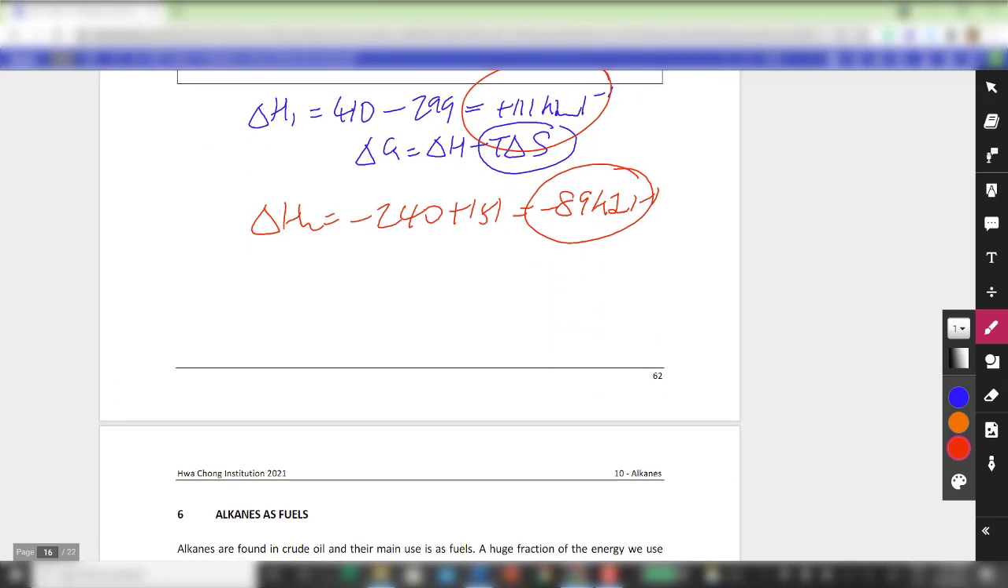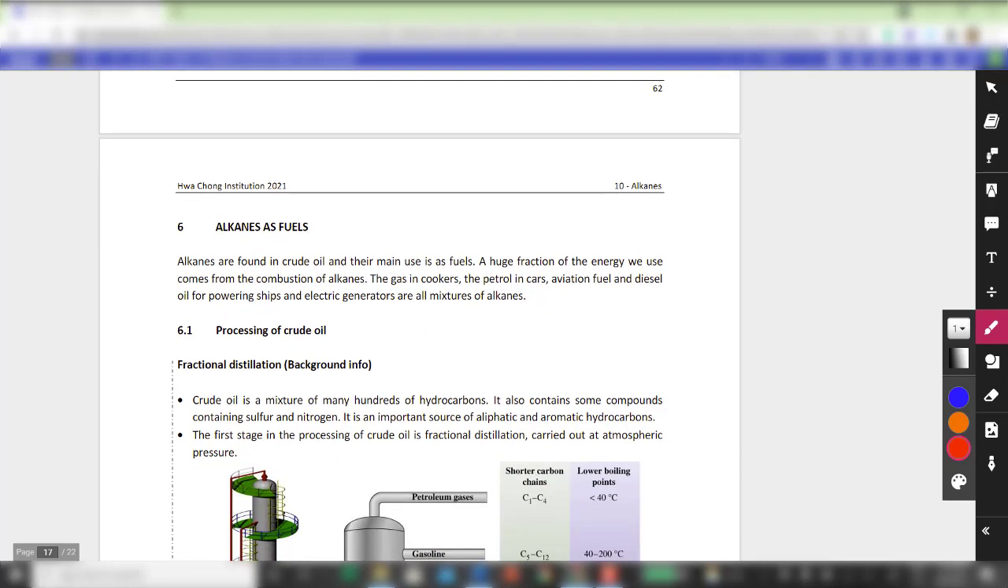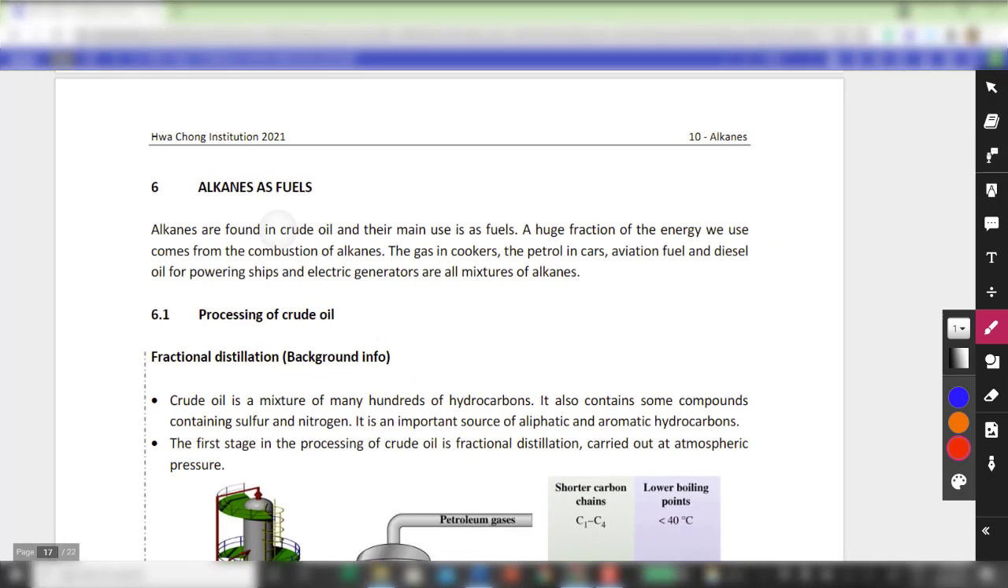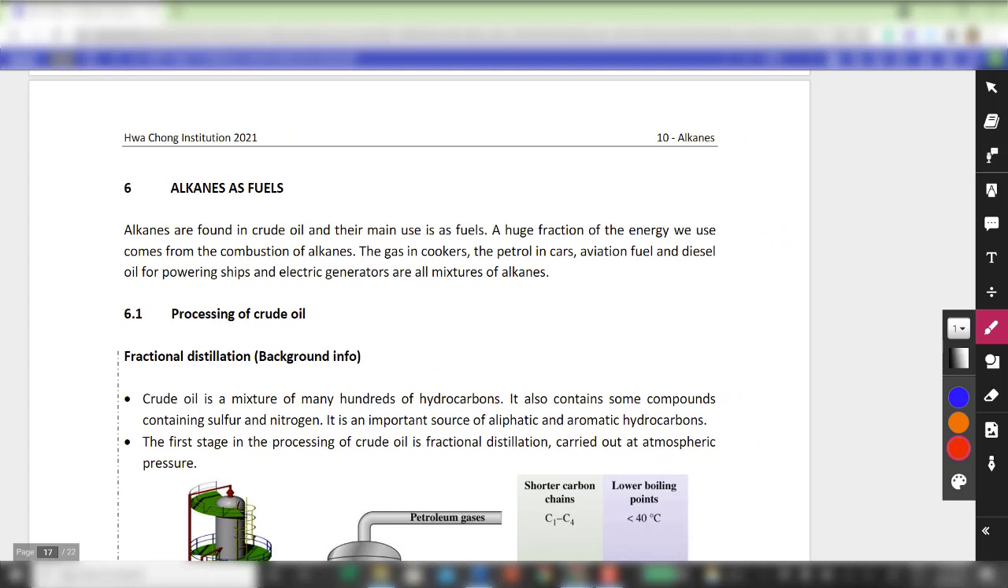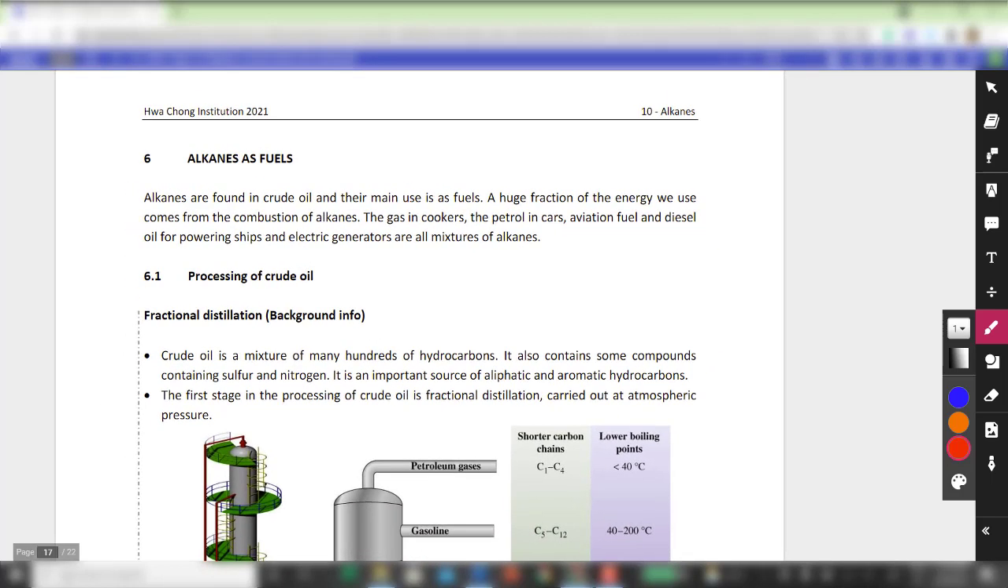Okay, so we're going to move on. That's quite a heavy section, section 5. Section 5 is probably the most important section in the whole of alkanes, so it's definitely something which you need to pay attention to. The final section, where we are looking at alkanes as fuel, is partly quite a bit of memory work, so it's a lot of reading on your own. I'll leave the readings to you.